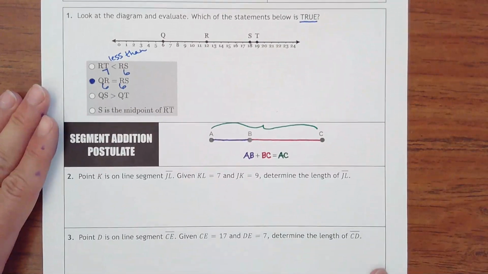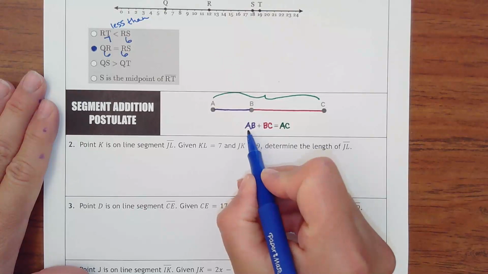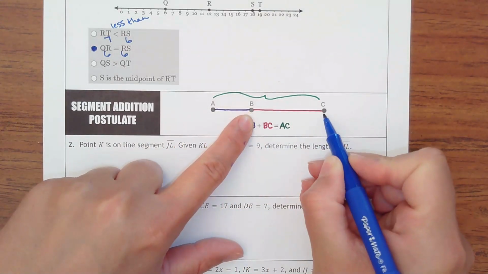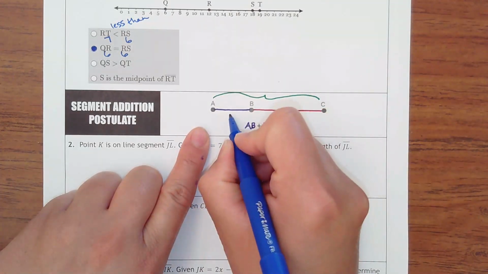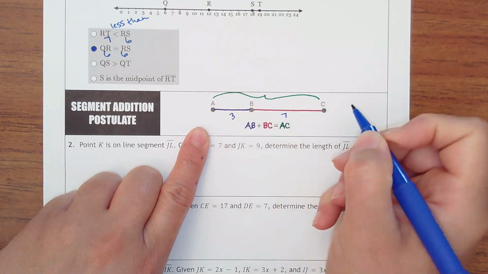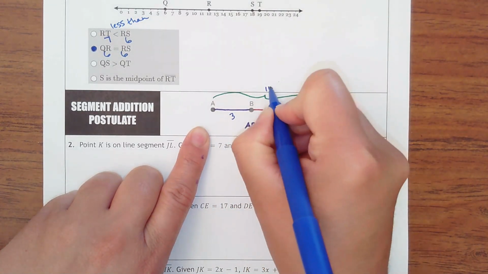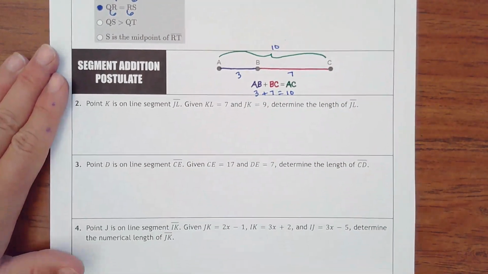All right, then we talk about this thing called the segment addition postulate. A postulate is just a fancy word for a rule, something that always happens, and it's adding parts of segments. So what this picture shows is that AB, the distance from point A to B, plus BC, that distance, would equal the total AC. Let's just say this was 3 and this was 7. I could add 3 plus 7, and that would tell me that this entire distance is 10. It's a very simple rule. So we're going to use that for these next problems.